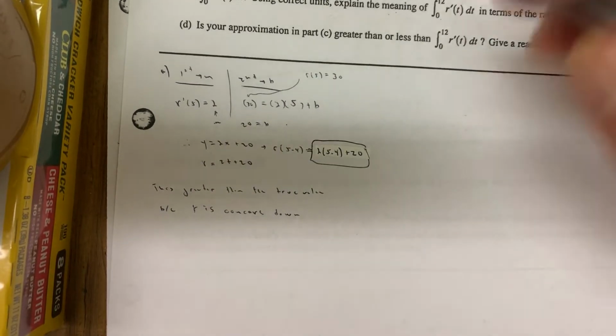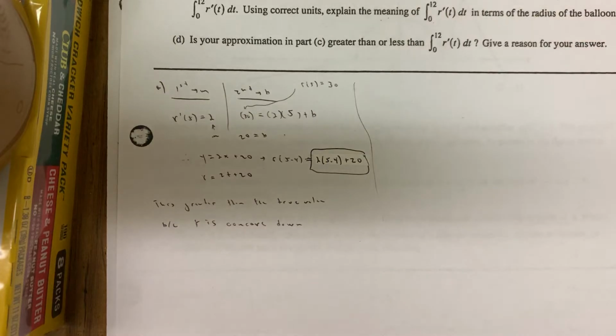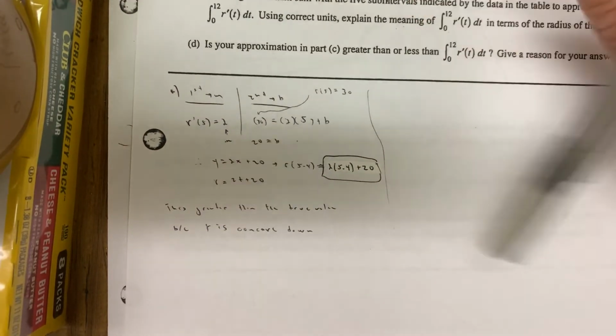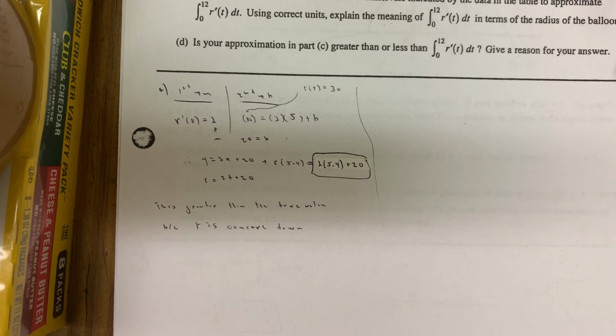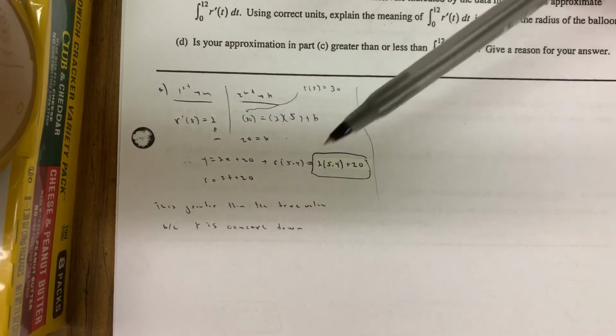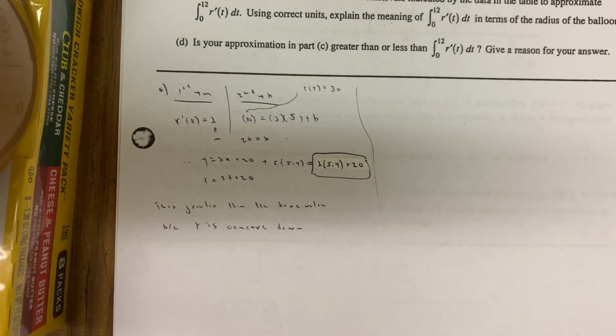You just had to take home, I think it was a differential equation problem, okay? I think it was the one with the potato in the oven. Tough problem, by the way. And they wanted to know if it was an underestimate or overestimate. A lot of people told me it was an underestimate because the function was concave up. You knew the function was concave up because the second derivative was positive.